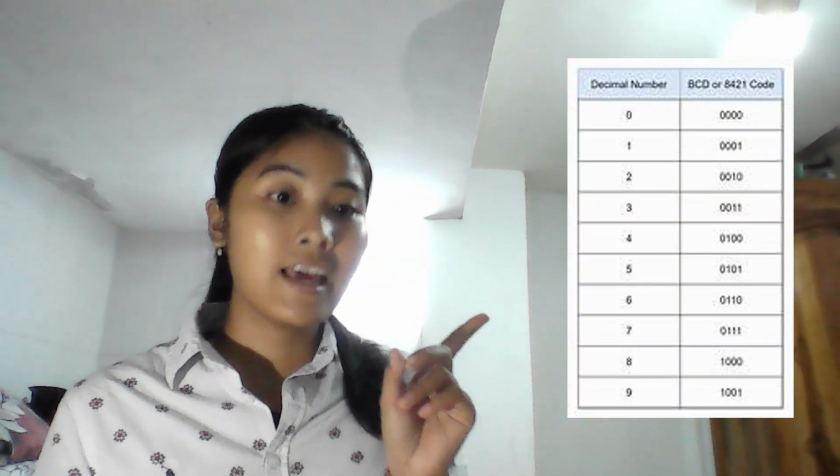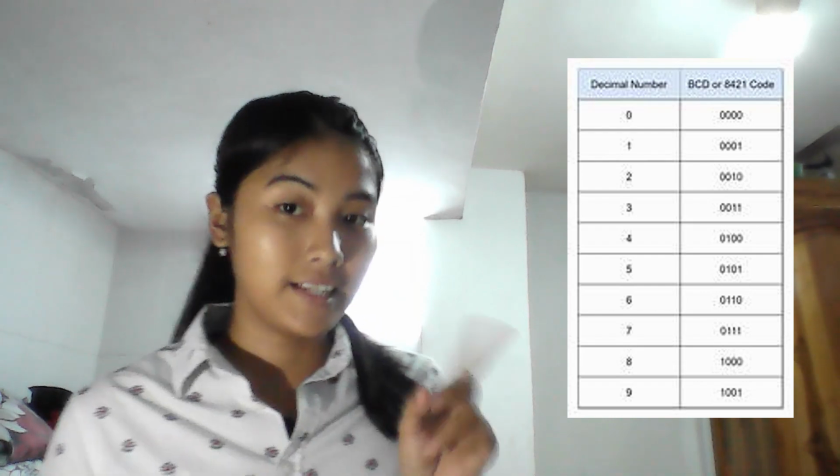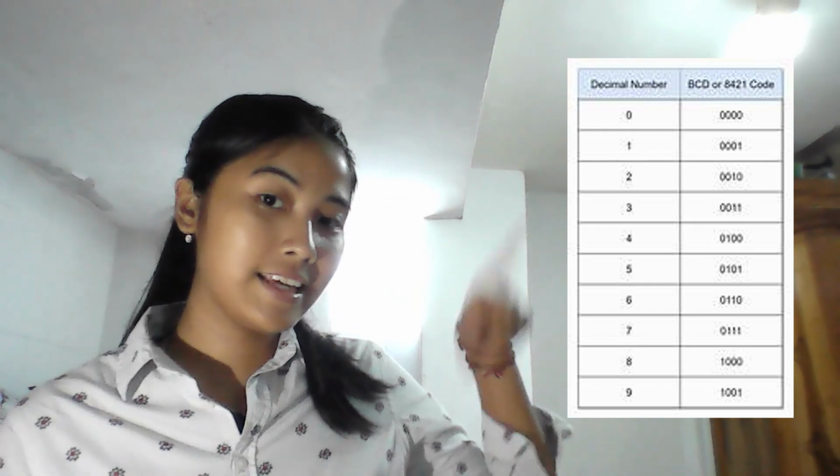So, what is BCD or binary coded decimal? Binary coded decimal is a form of number representation where each digit of a decimal number is represented by its own binary sequence. This means each decimal digit 0 until 9 is encoded as a separate 4-bit binary number. Here's how decimal digits are represented in BCD. So you can see in here.